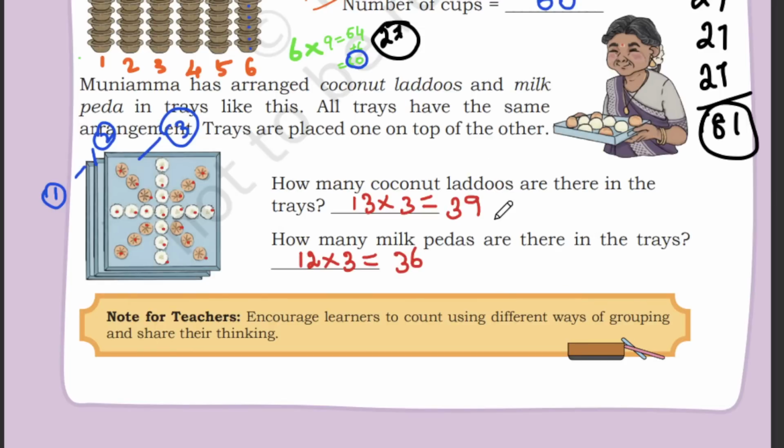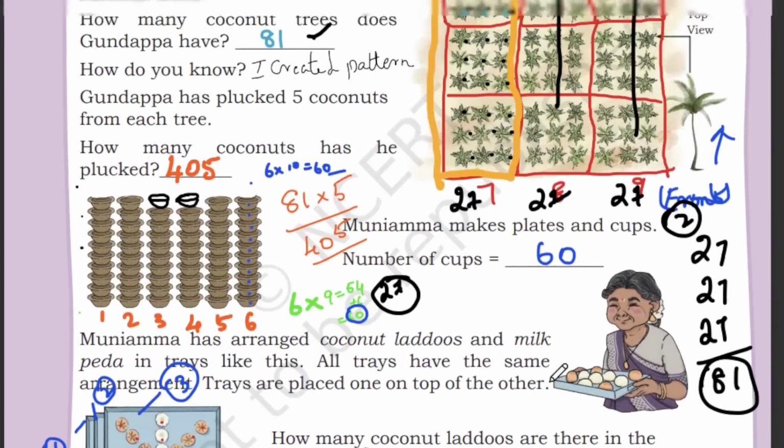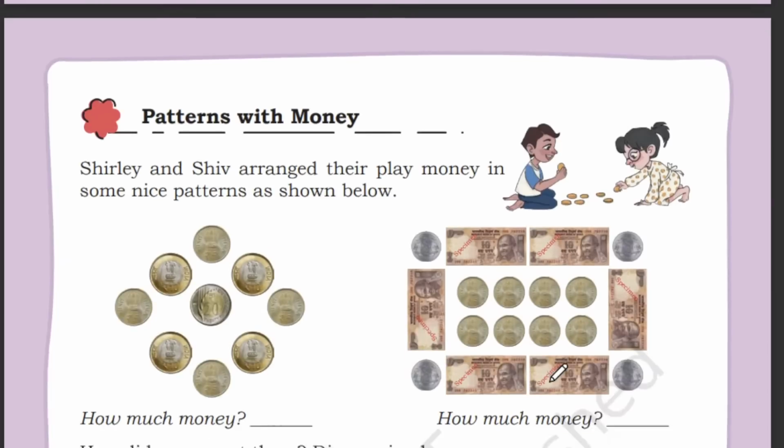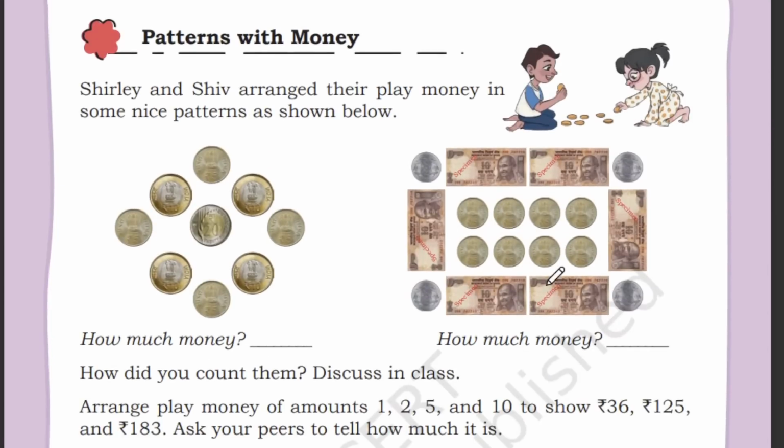So this is an important exam question, students. They might change the pattern and ask you. While preparing the worksheet, I'll show you what kind of questions they will be asking. Okay. Now we will go to, sorry, pattern with money. Okay.